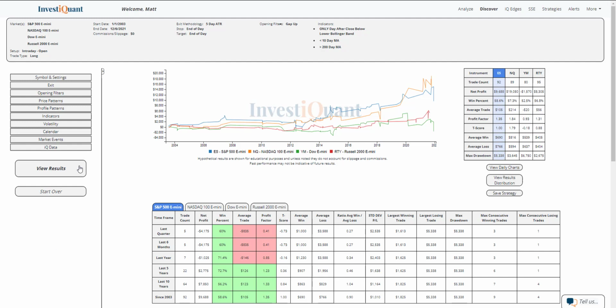If we look at the average moves, the average loss is slightly larger than the average win for the S&P. The NASDAQ has a larger average win. The Dow average loss is larger than the average win, and the Russell is almost identical in the average moves. So we're kind of mixed on the average moves here. The win rates are just slightly favored, with S&P being the strongest of the group at 59%.